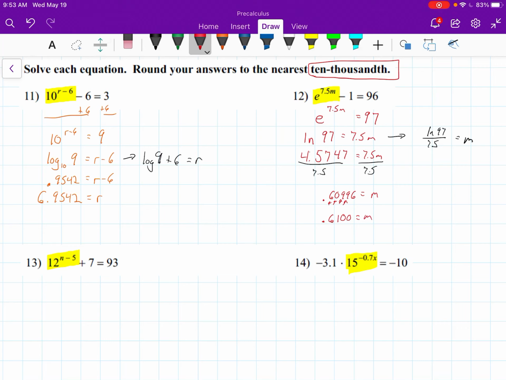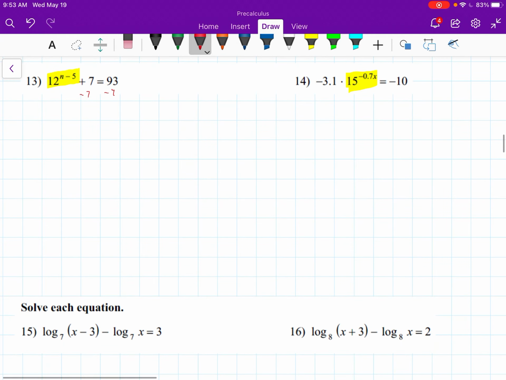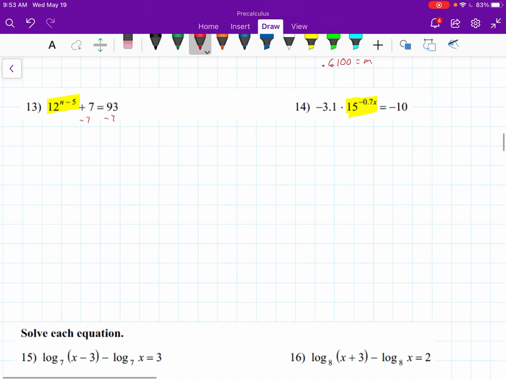The next two are similar. We'll do number 13 here. We'll first subtract 7 from both sides. Slide this up. And we get 12 to the n minus 5 equals 93 minus 7 is 86.